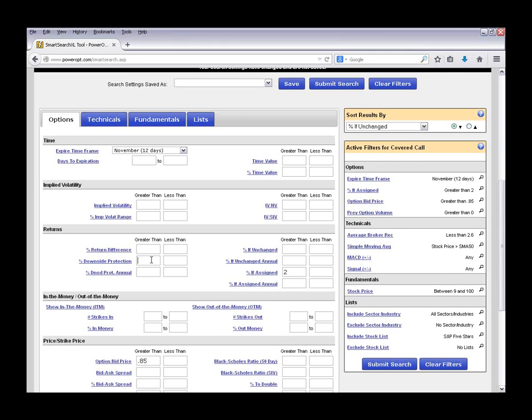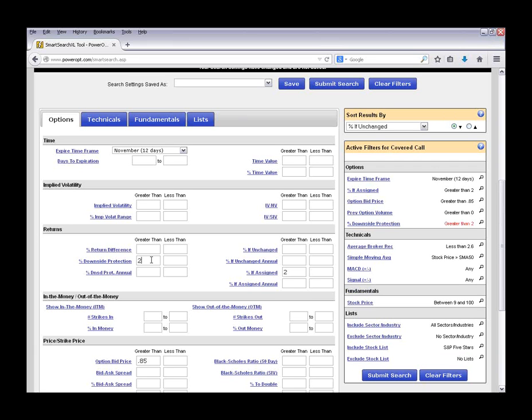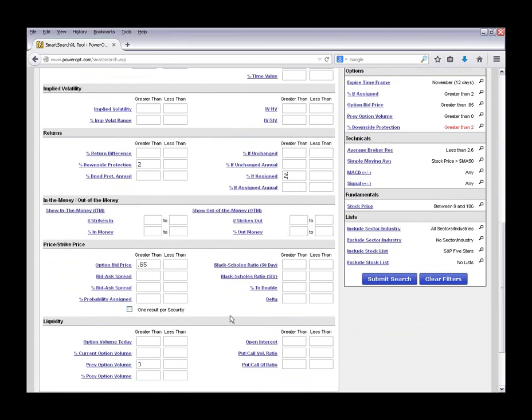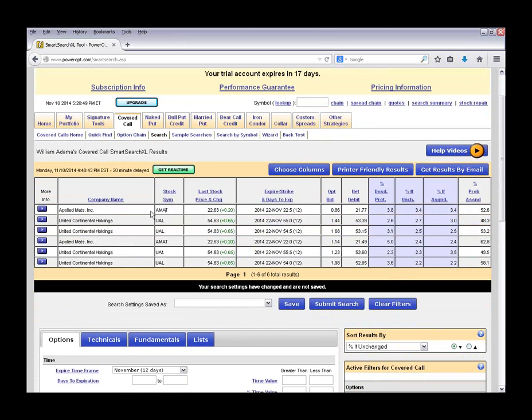We're not going to see as much premium as we would further out. So let's lower our downside protection for this shorter term search. Let's look for 2%, but we're going to keep our percent if assigned at 2% as well. We want to make sure the return is worth our while. Let's go ahead and submit that, see what we can do to open those up. Okay, well, still just Applied Materials and UAL.